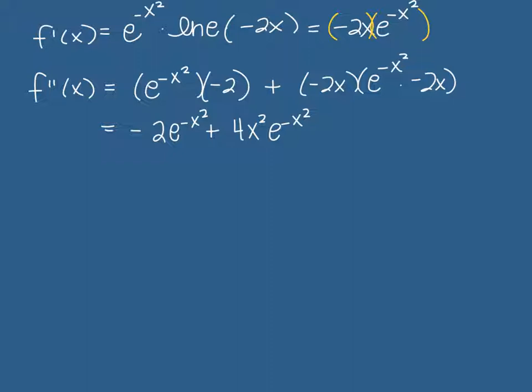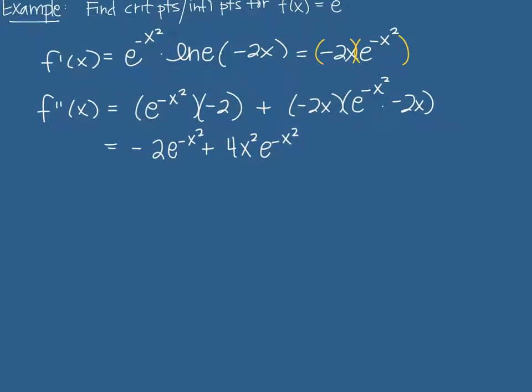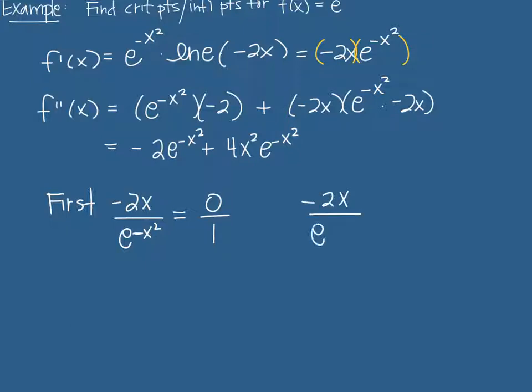I want to set my first and second derivatives equal to 0 and equal to undefined so that I can solve for my critical points and my inflection points. I think it'll be helpful for you in the first derivative to consider that as negative 2x over e to the negative x squared. I think it'll be easier for you to solve your math if you do rewrite that. So when you set that equal to 0 over 1, you'll also need to set that equal to 1 over 0.